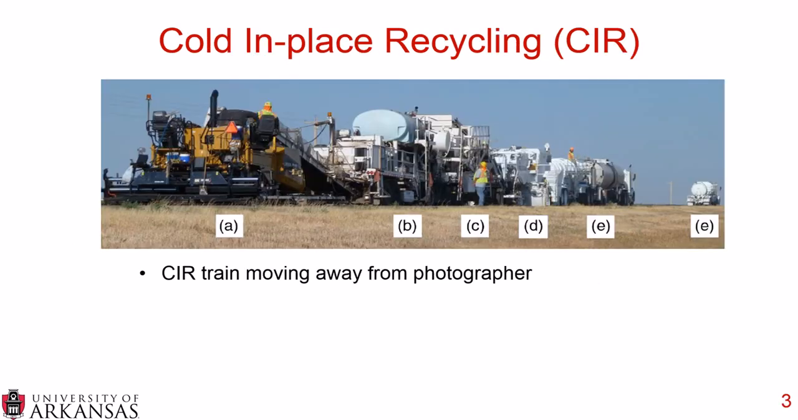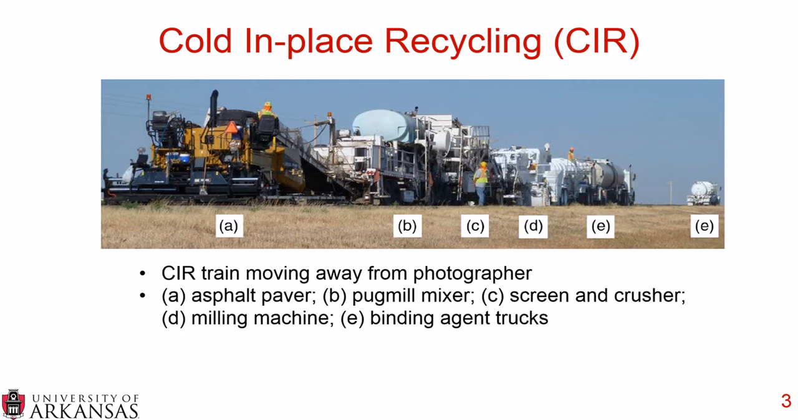Just a quick recap of what is cold in place recycling. This is a picture of a full cold in place recycling train moving away from the photographer. Going from left to right, you have the asphalt paver, which is placing the final product. Immediately in front of that is the pug mill mixer, which mixes the reclaimed asphalt pavement and any sort of additives and stabilizing agents and extra water.